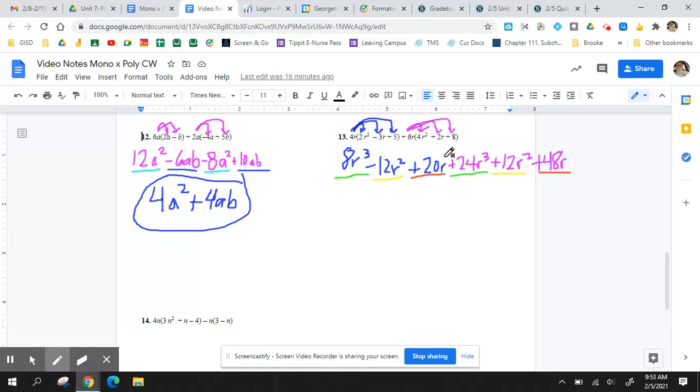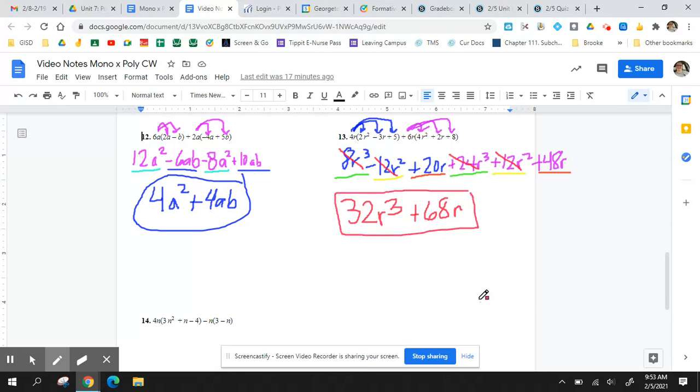So what is 8r cubed plus 24r cubed? You should get 32r cubed with a 3. Okay, so those are done. Clear those out here. Now you're onto the yellows. 12r squared minus 12r squared. Those just cancel each other out. That's 0. Don't write anything down. And then 20r plus 48r, we get 68r. And our answer. There is our answer right here.